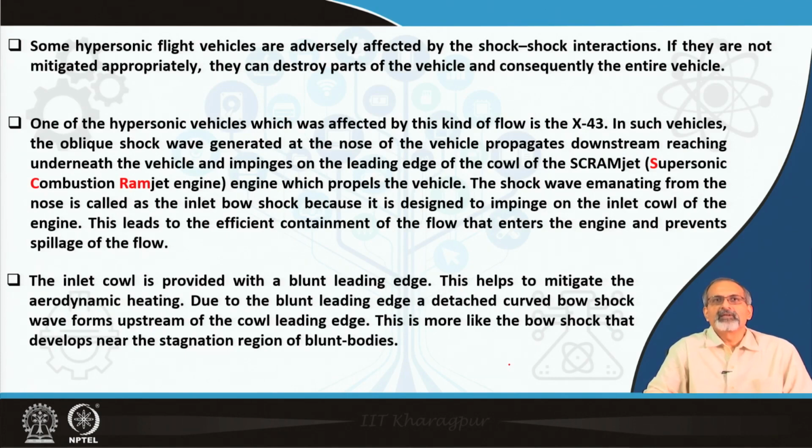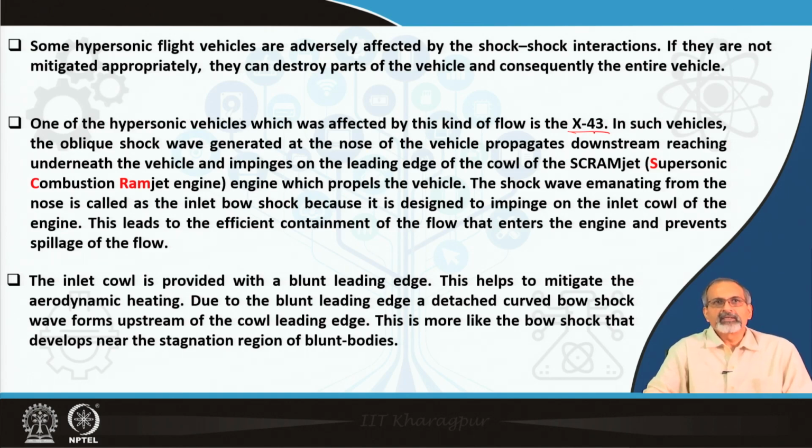Some hypersonic flight vehicles are adversely affected by the shock-shock interactions. If they are not mitigated appropriately, they can destroy parts of the vehicle and consequently the entire vehicle itself. One of the hypersonic vehicles which was affected by this kind of a flow is the X-43. In such vehicles, the oblique shock wave generated at the nose of the vehicle propagates downstream, reaching underneath the vehicle and impinges on the leading edge of the cowl of the scramjet engine, which propels the vehicle.